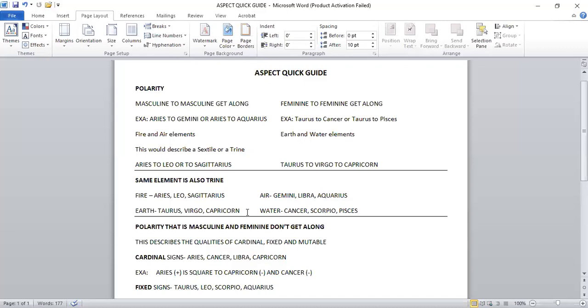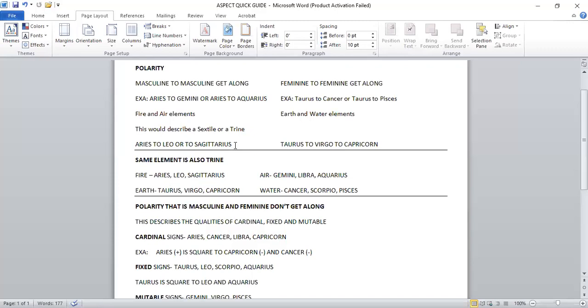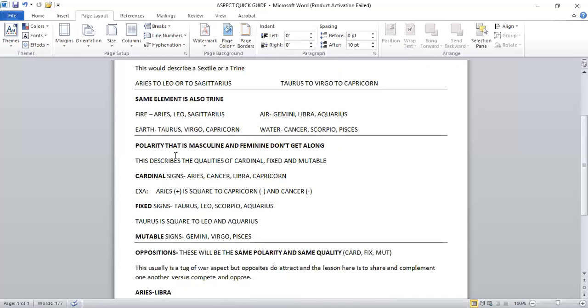Okay, now these are all, you think of polarity: masculine to masculine get along, back to the top, and feminine to feminine get along. Now, what happens when we cross polarities? Usually they kind of don't get along. Polarity that is masculine and feminine don't get along, even though we marry masculine and feminine. We don't do all kinds of things nowadays, but this was the procreation of the species. But this astrology isn't that. This is just those energies.